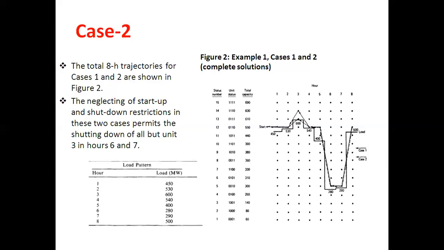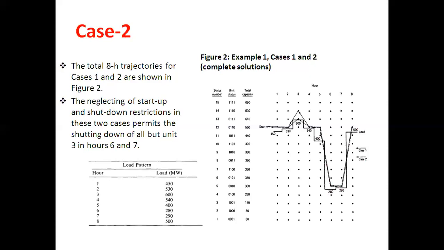And again it comes back to state number 12, where the load demand is 540 for hour 4. State 12 is capable enough to meet the load demand. Then 400 for the fifth hour, 280 for the sixth hour, 290 for the seventh hour, and 500 for the eighth hour. So it is seen that in both cases all the load demands can easily be met because the lines are nearly clear to the load demands.